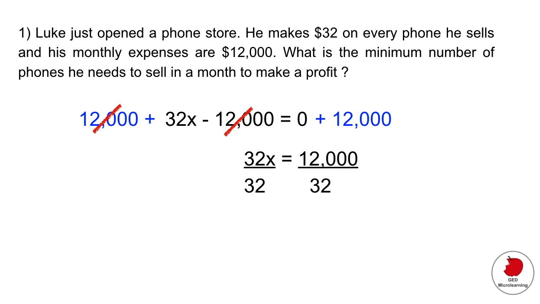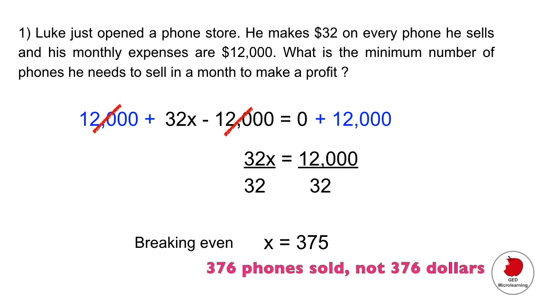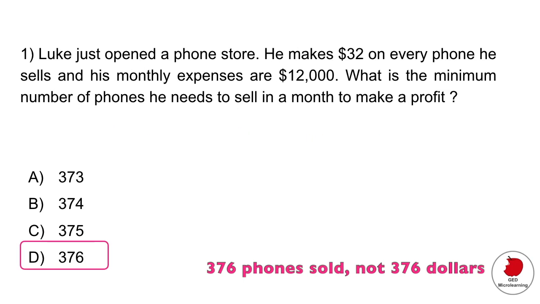So now you just have x isolated on the left, and that gives us 375. But remember, we said that this is when breaking even. Okay, so he's not making a profit, because remember, we set the equation equal to 0. So if you look at the answers, the correct answer wouldn't be C. It would be 1 more than that, so 376.